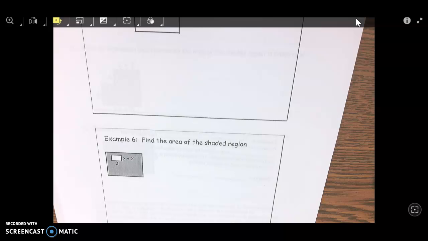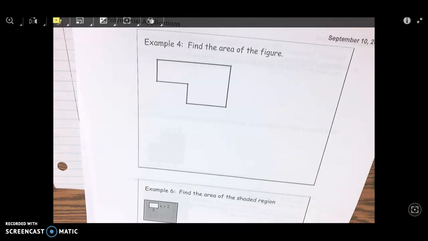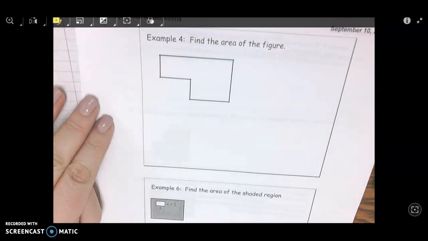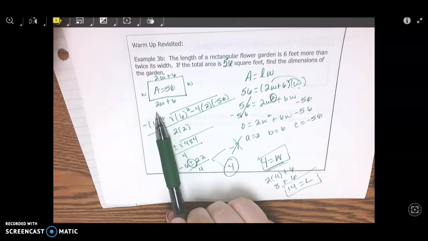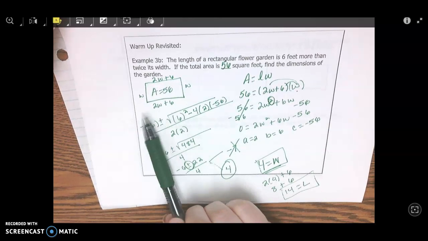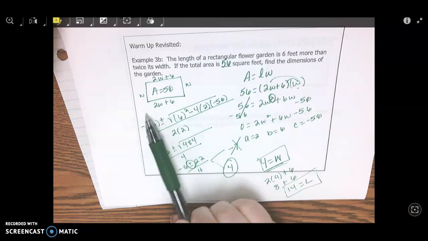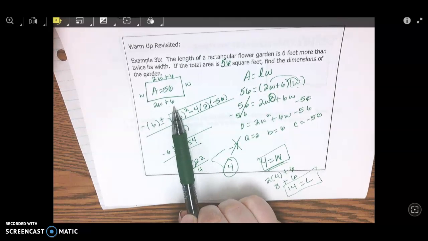You need the dimensions in order to solve this, and I have them. 4 was W and 14 was L. Great, we are still recording. Simon, going back to this question, you asked how I got 14. 2W plus 6 is your length. If you plug in a 4 here, 2 times 4 is 8. 8 plus 6 is 14.